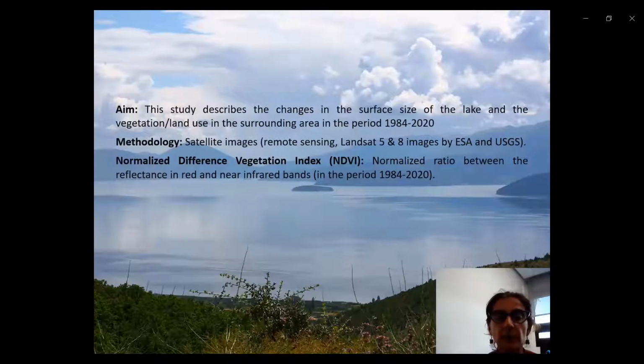So the aim of the present study was to describe the changes in the surface area of the lake, and the vegetation in the surrounding area, over the period for which we have available satellite images, from 1984 to 2020. For the vegetation, we quantified an index called the Normalized Difference Vegetation Index, which is the ratio between the reflectance in the red and near infrared bands of the spectrum.